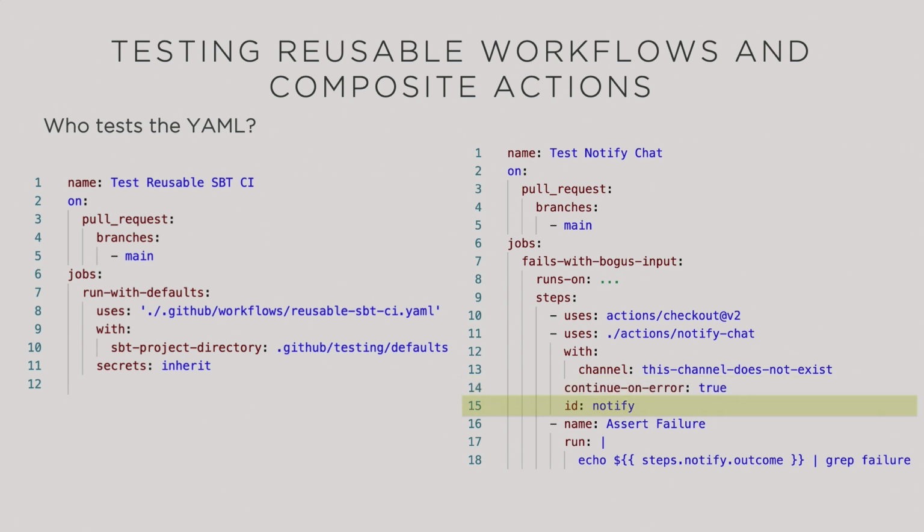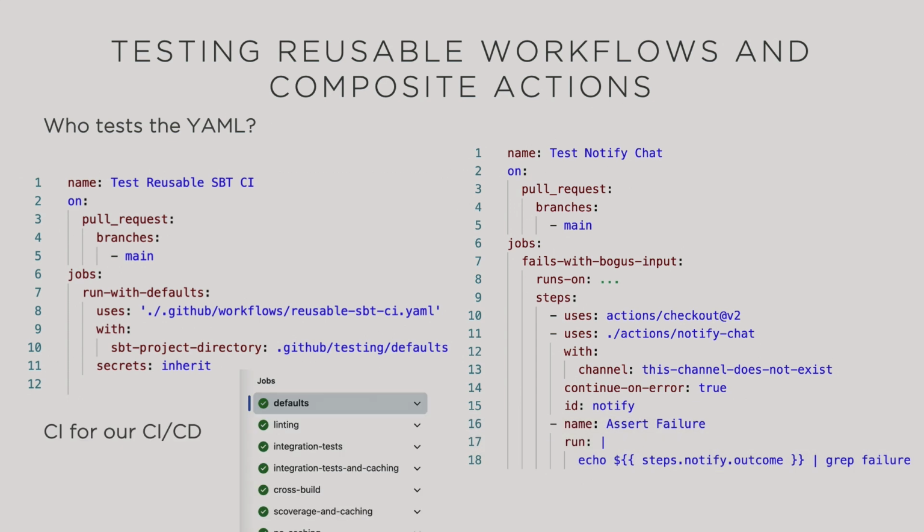We give it an ID so we can reference its outcome. In the final step, we're taking that outcome from the previous step, echoing it, and grepping for the string failure. If it contains the string failure, we know that the step has failed. So the only way to get through this workflow successfully is for that second step to fail, as we expect it to, and then for us to assert that it failed. You can think of this as CI for our CI and CD.